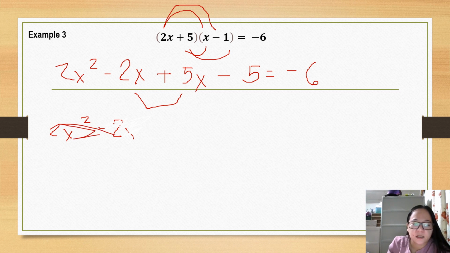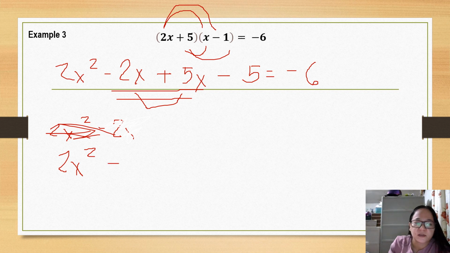So again, bring down 2x squared, and then what is the sum of negative 2x and 5x? The sum is positive 3x minus 5 is equal to negative 6. So apply the addition property of equality.